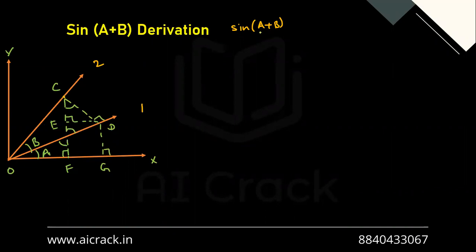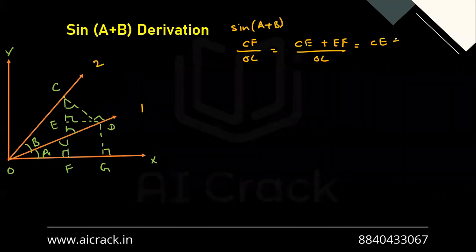Now let's write sine of A plus B in terms of this diagram, right? So we'll have to consider triangle OCF. Based on that, sine of A plus B is nothing but CF divided by OC. Now I can write CF as CE plus EF, divided by OC. Now I can see that EF is the same as DG, right? Because these are perpendiculars, so this is a rectangle. So EF is the same as DG. Now I'll write CE plus DG, divided by OC.